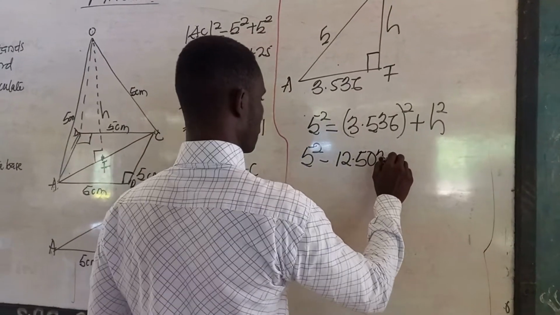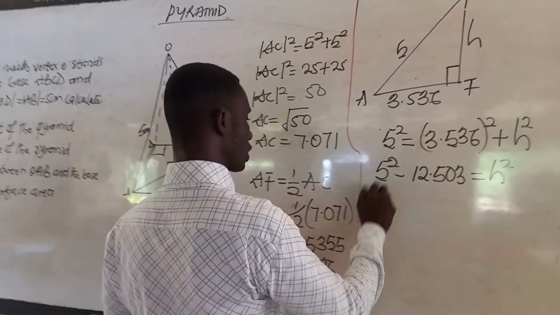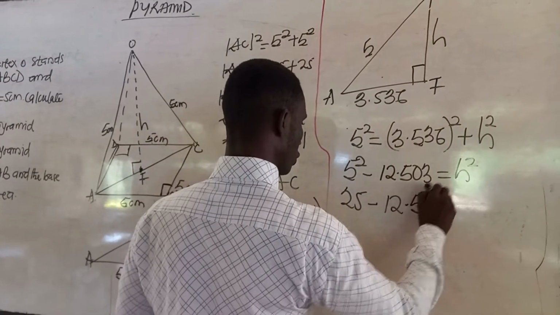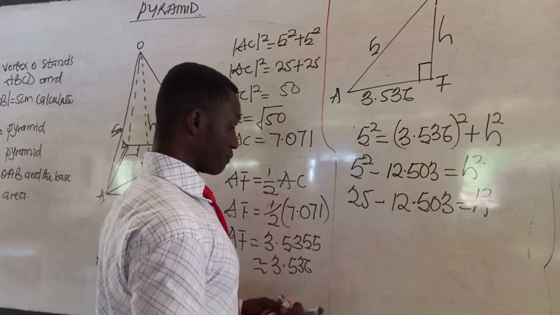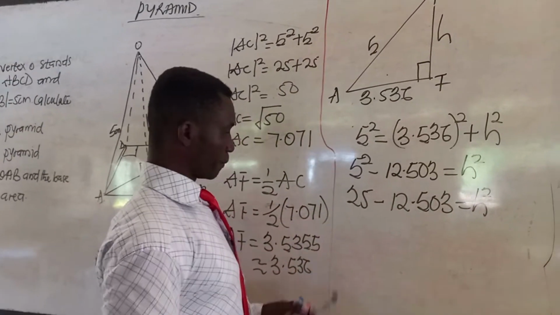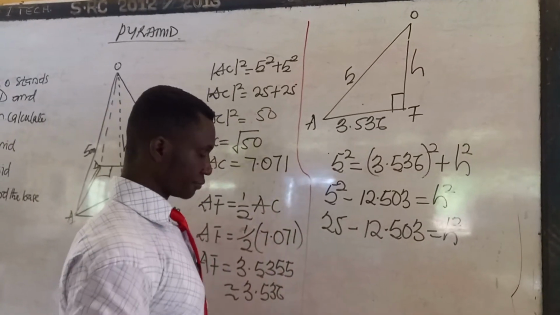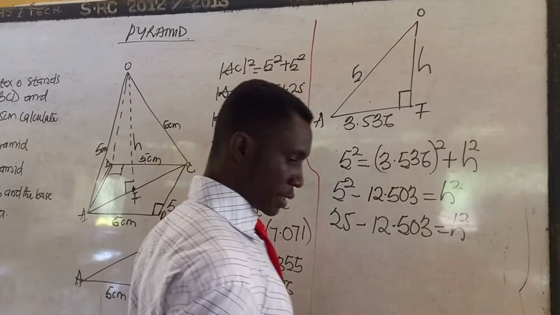12.503 is equal to h squared. Not so? This one is 25 minus that. 25 minus 12.503. What do you get? 12.497.